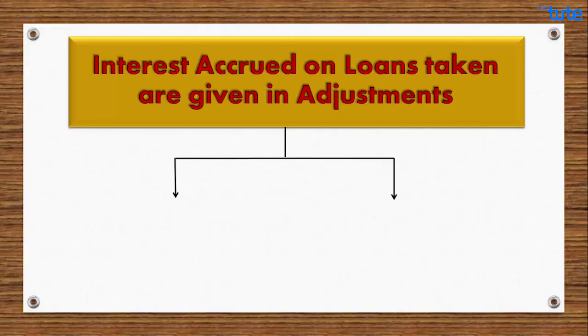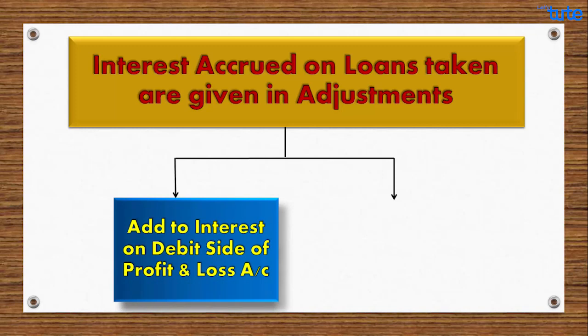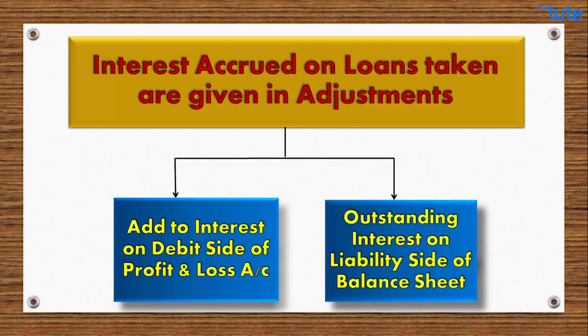The effects in final accounts will be debit side of profit and loss account, that is add to interest if any, or else write it separately. And the second effect will be liability side of balance sheet, as outstanding interest, where it can be shown as additions to the loan amount or separate item.